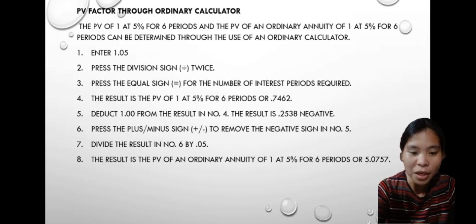To get the PV of OA, we deduct 1.00 from the result in number 4, and then to remove the negative sign, we press the minus or plus sign, and then divide it by 5% or 0.05. The result is the PV of OA of 1 at 5% for 6 periods. So that's it, and thank you.